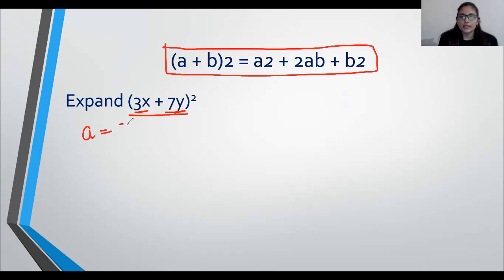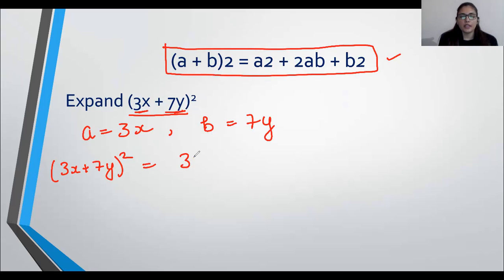So we can see that a is 3x, right? Then what is b? b is 7 times y, right? So let's make use of this identity, simple, and you will get your answer. See how all these identities are really very easy to understand, right? Now, what's the first thing?